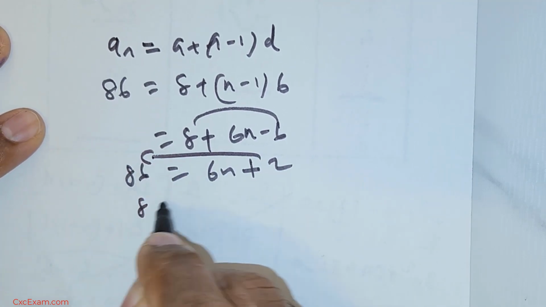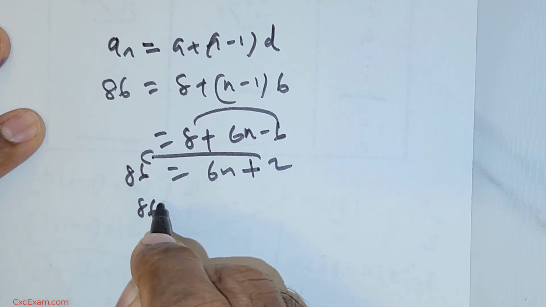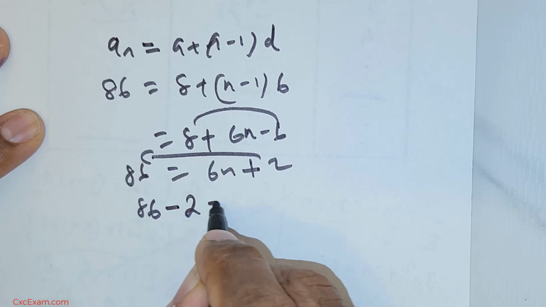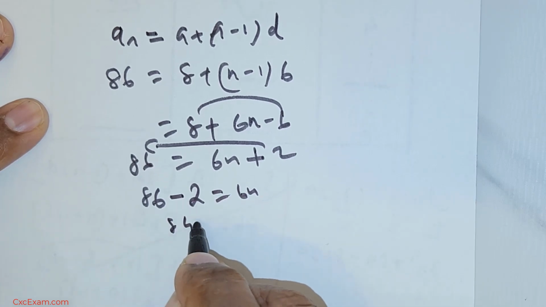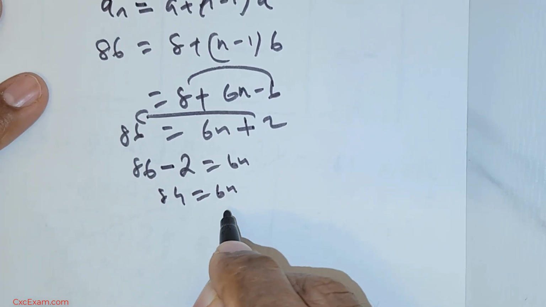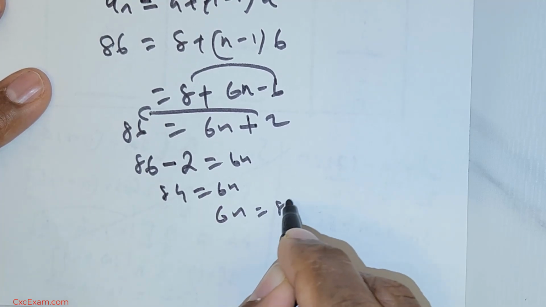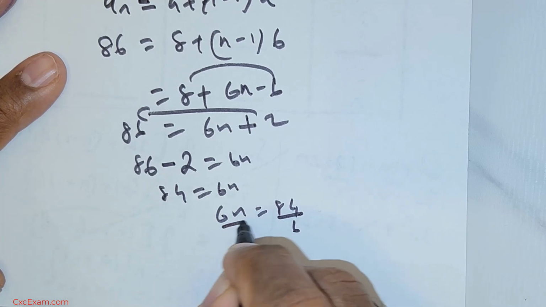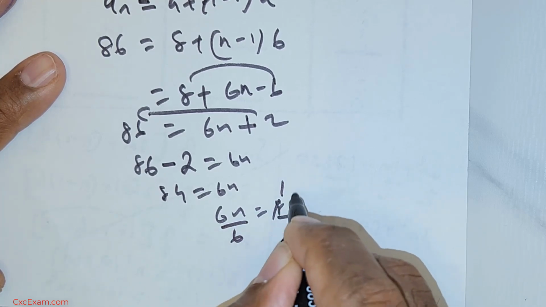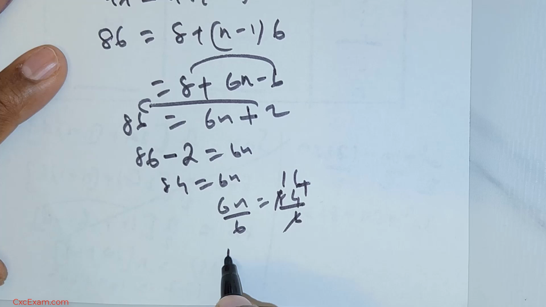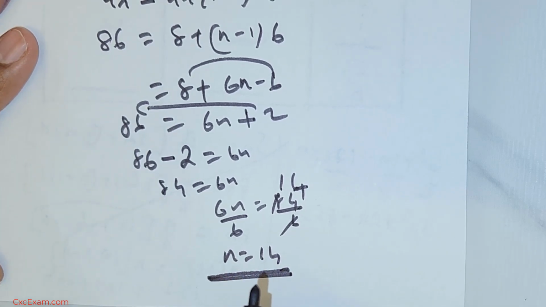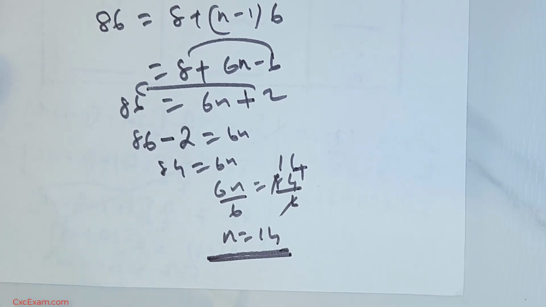You move this 86 to the other, or I would say 2 to the place where 86 is present, so that would give you 86 minus 2 is equal to 6n. This is 84 is equal to 6n. So 6n is equal to 84. If we were to divide by 6 both sides, 6 divides here once and 6 divides here 14 times, so n is equal to 14. Okay, so we have got the value of n.